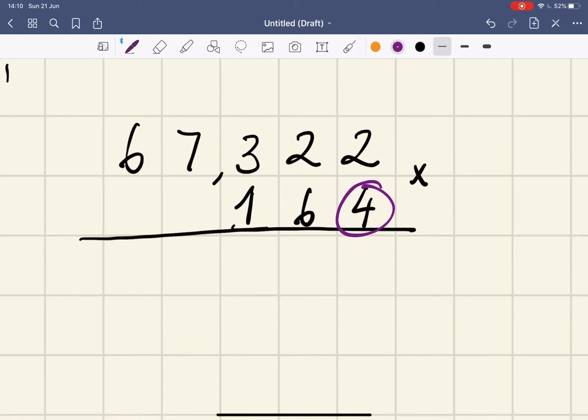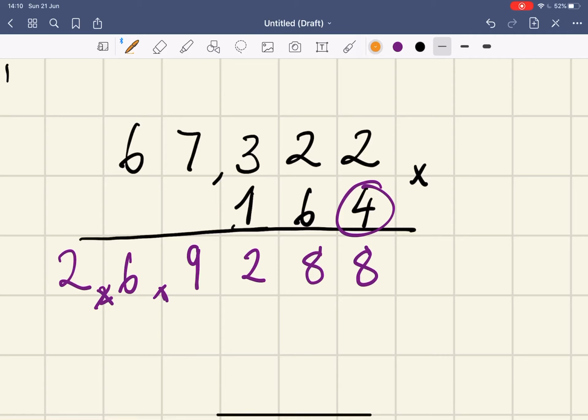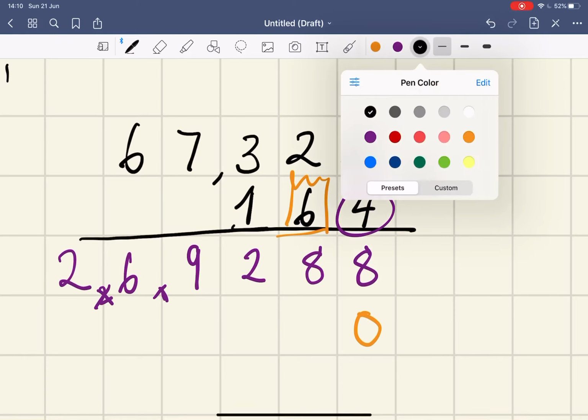So, 4 times 2 is 8. So, write my 8. 4 times 2 is 8. 4 times 3 is 12, carry the 1. 4 times 7 is 28, plus the 1 is 29, carry the 2. 4 times 6 is 24, plus 2 is 26, carry the 2. Okay, so now I need to put my 0 as a placeholder. I'm going to draw my Bart Simpson, and I'm going to multiply by the tens.